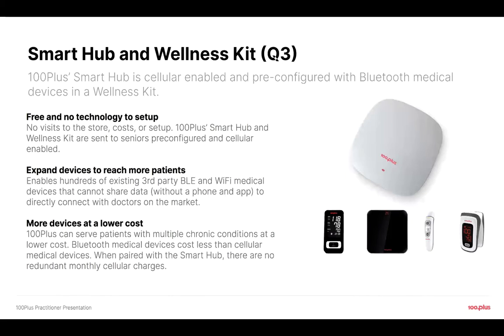And then later this year, we're also coming out with what we call a smart hub and a wellness kit. Now, the wellness kit is going to be these 4 devices that you can see at the bottom shipped out together. And they're also going to come with this smart hub, which is going to be pre-configured. And it's going to allow these devices to all loop through this hub and communicate with the online portal.